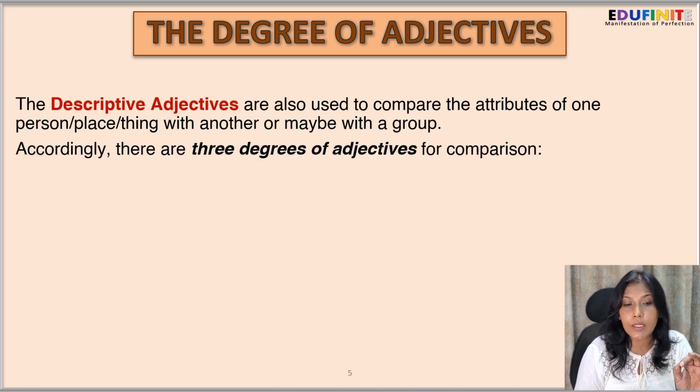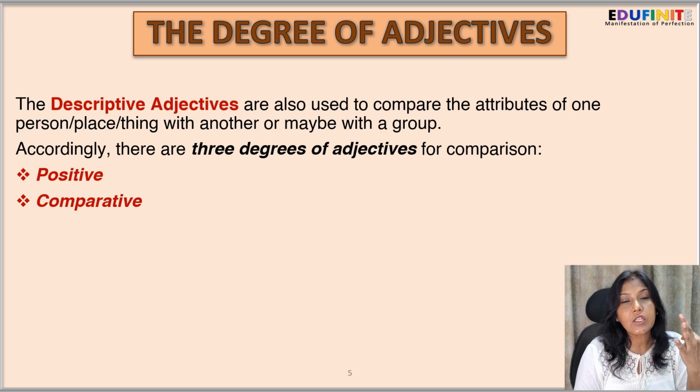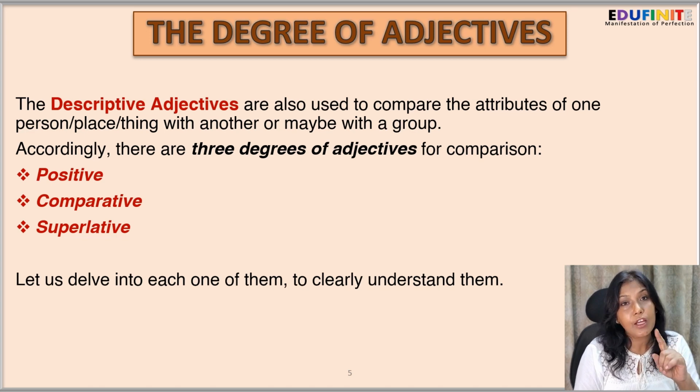Next, accordingly, there are 3 degrees of adjectives for comparison. So we have 3 degrees where we can compare one with the other, and let's see what they are. First is positive, next is comparative, so positive degree, comparative degree, and the last one is superlative degree. Now let us delve into each one of them to clearly understand them.